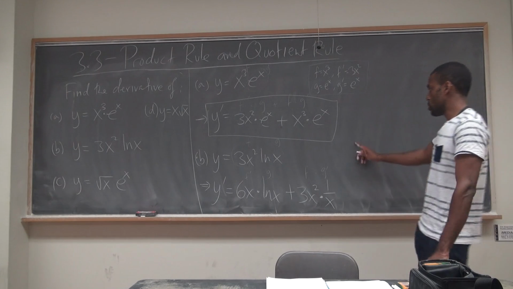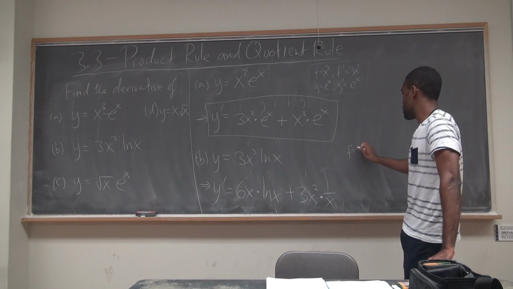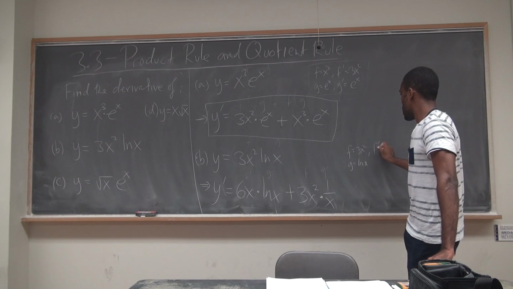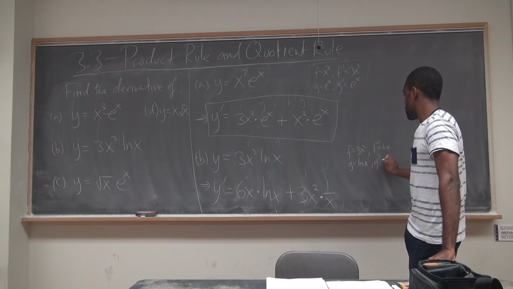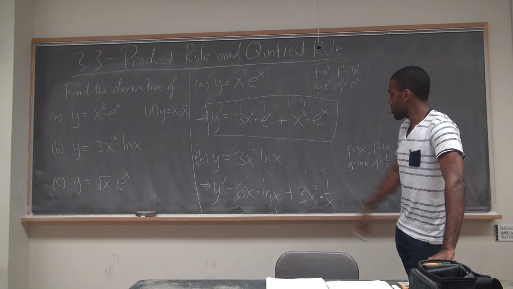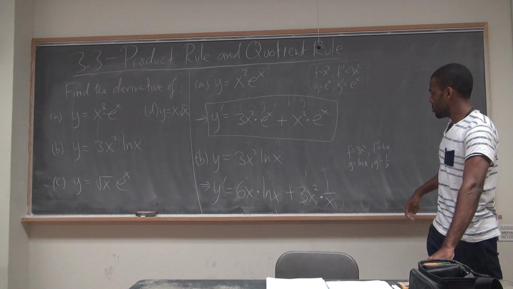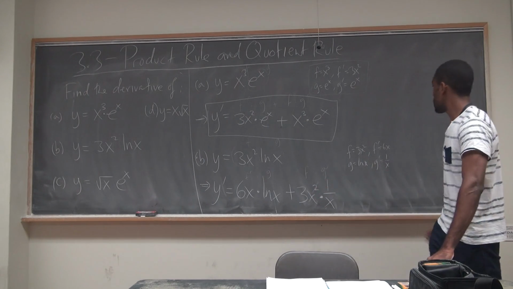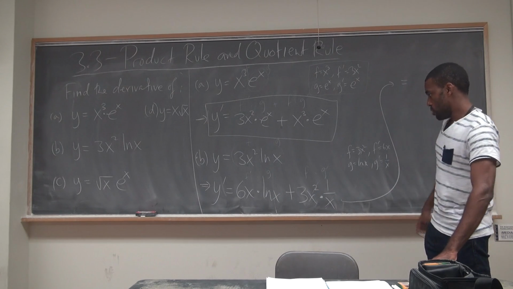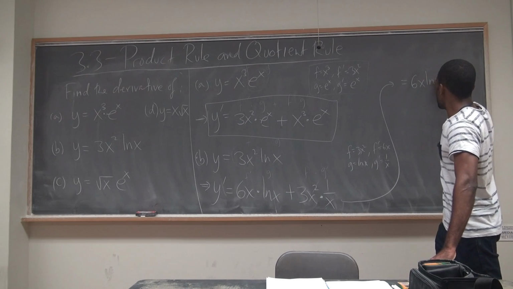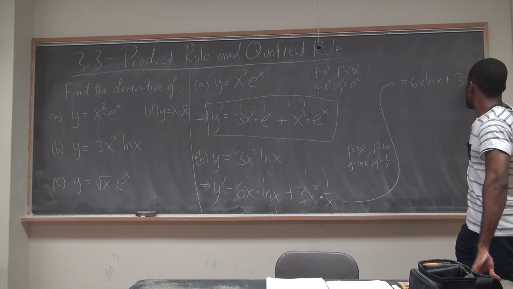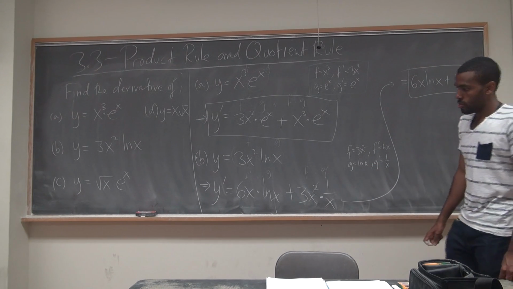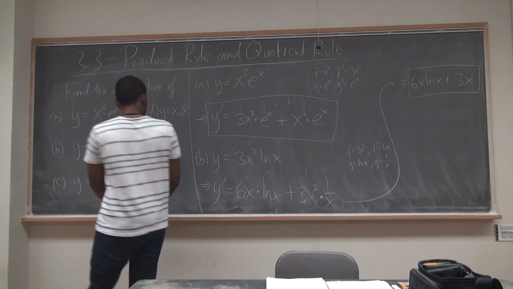Right? Like I say, you can go to the corner if you don't want to get confused. You can say f is equal to 3x squared, g is equal to ln x. You know that your f prime is equal to 6x, your g prime is equal to 1 over x, and then you plug it into that form. So it's this times that, plus this times that. Right? This you can kind of simplify. X would cancel into that guy. And so you would get 6x ln x plus 3x. Questions on that?